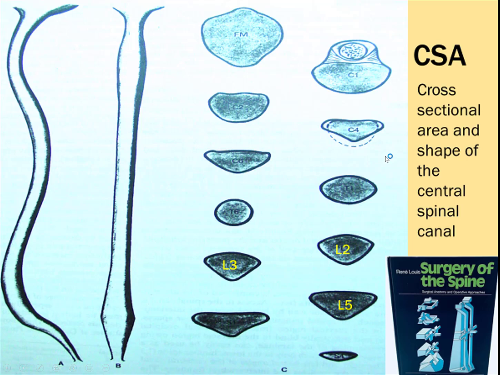So just to review the spinal canal, this is from Rene Louis' textbook, Surgery of the Spine, which is a really old textbook. It's out of print. I actually photocopied it from Paul Asdurian's copy, and that's how I have a copy. But you can see the spinal canal at different levels has different shapes. The lumbar spine is mostly round. You see L2, L3, L5, slightly triangular.